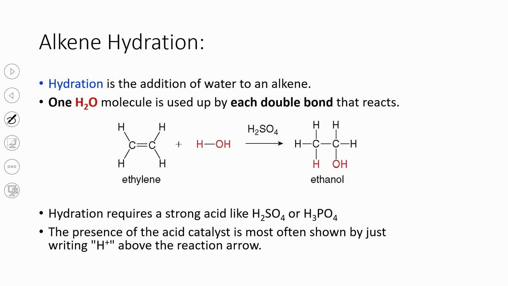So same thing, one of the hydrogen and oxygen bonds is going to break, the double bond is going to break, a hydrogen is going to go on 1 carbon, the OH is going to go on the other carbon across the double bond. And then we get an alcohol. So if we start with a double bond, we add water, we're going to get some kind of alcohol.